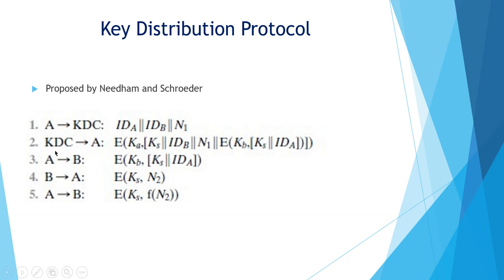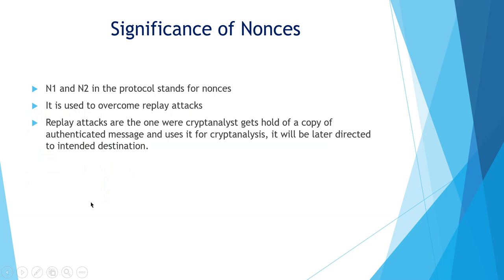After that, A sends an encrypted packet to B, encrypted using the master key from the destination node B, that has identification details of A and the session key. B sends an encrypted packet with a nonce and a session key, and then A again sends a session key with a nonce. So the nonces N1 and N2 have great significance: they overcome replay attacks.